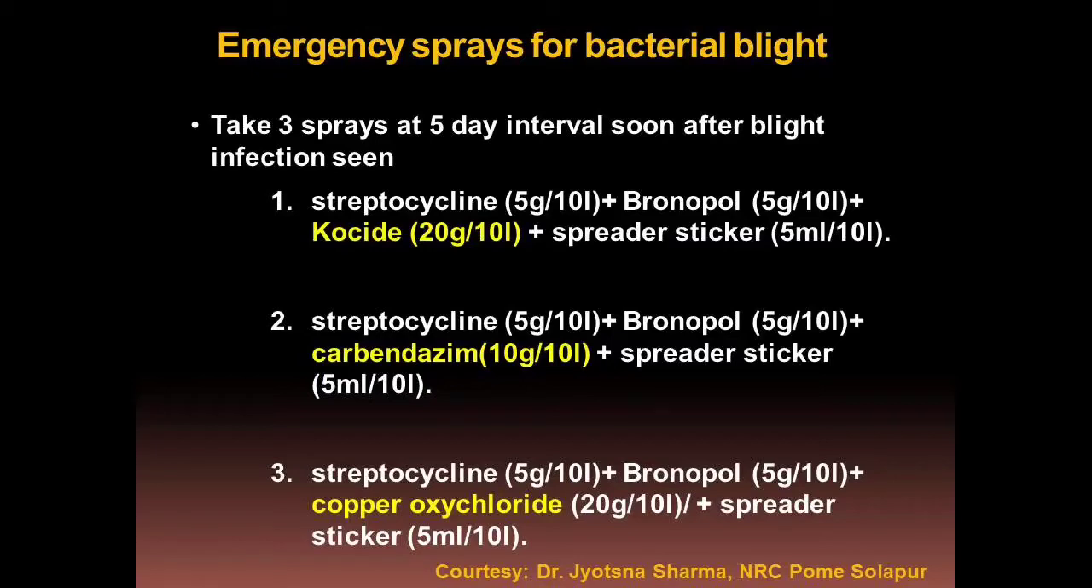So these three combinations were recommended by the National Research Center for Pomegranate, which is situated at Solapur, and the scientist who is working on this bacterial pathogen is Dr. Jyotsna Sharma. They are ASRB scientists and they have controlled this disease, and they have put lot of efforts into management of this bacterial blight of pomegranate all over India with all renowned scientists.